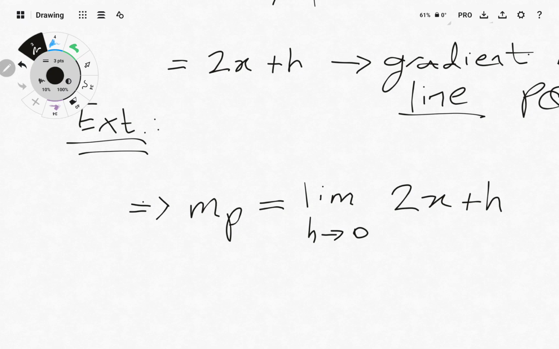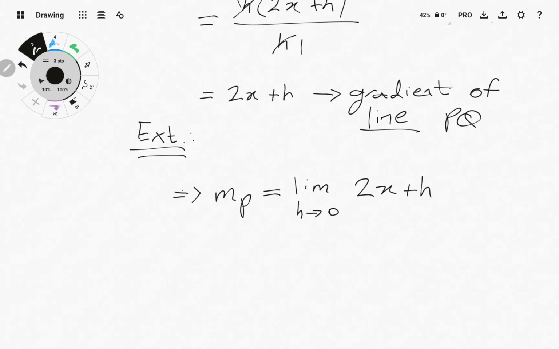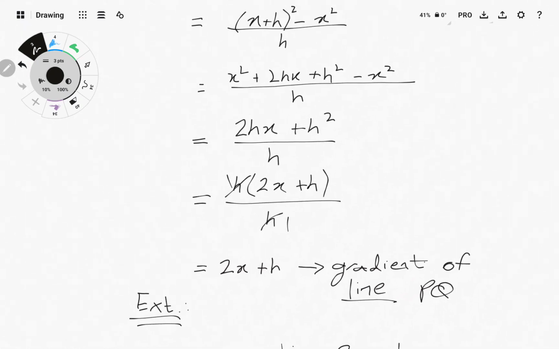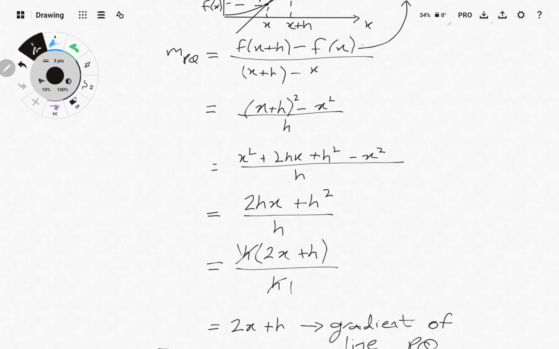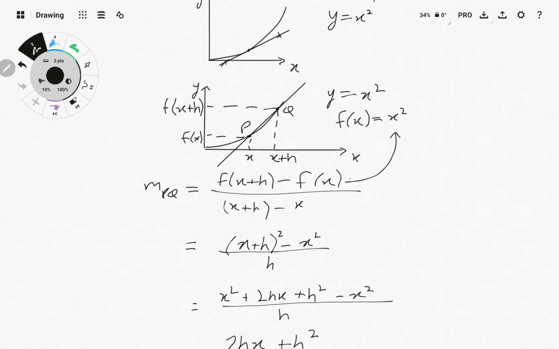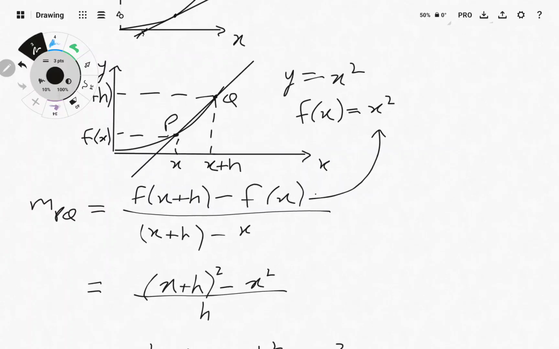Why are we doing this? Actually, you know what? I'll show you on the graph what's actually happening as h goes to 0. Actually, it's not equaling 0 technically, it's approaching 0. And I'll just show you.